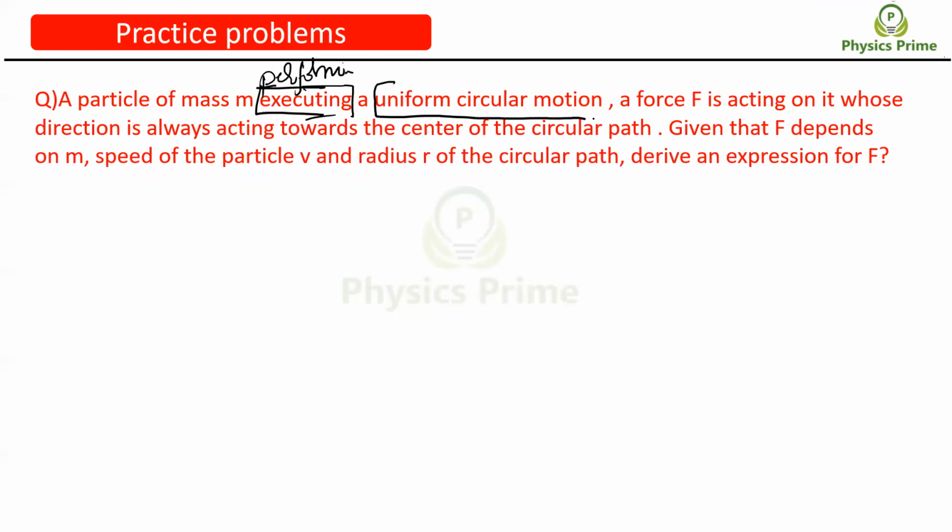Uniform circular motion means it is moving in a circular path. As of now, you don't need to know what circular motion is in this topic, so don't be afraid. For circular motion, you need to have a force, right? That you might have studied in 9th or 10th, the centripetal force. You remember? Yes, sir.